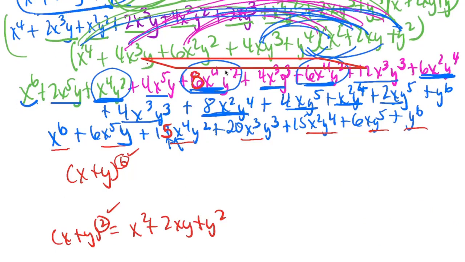So you end up with 3. So if I have a plus b to the 4th, I'm going to end up with 5 terms. All right, so how do we do it the easy way?